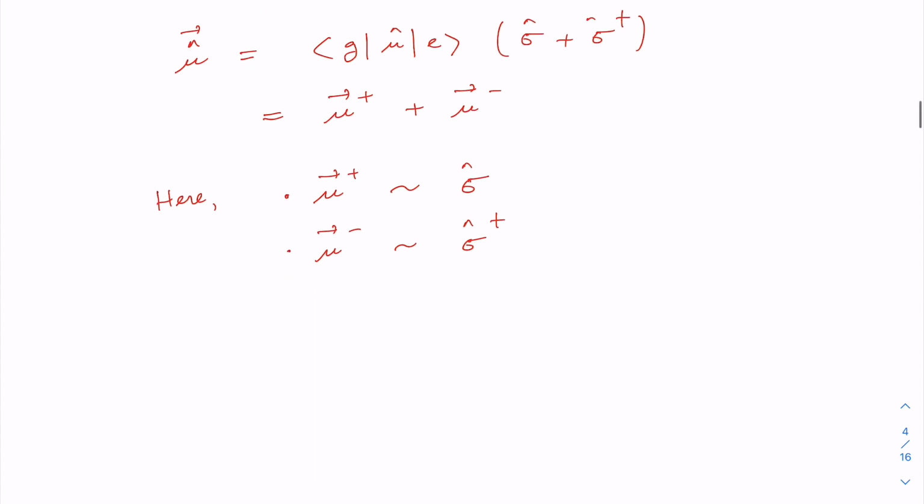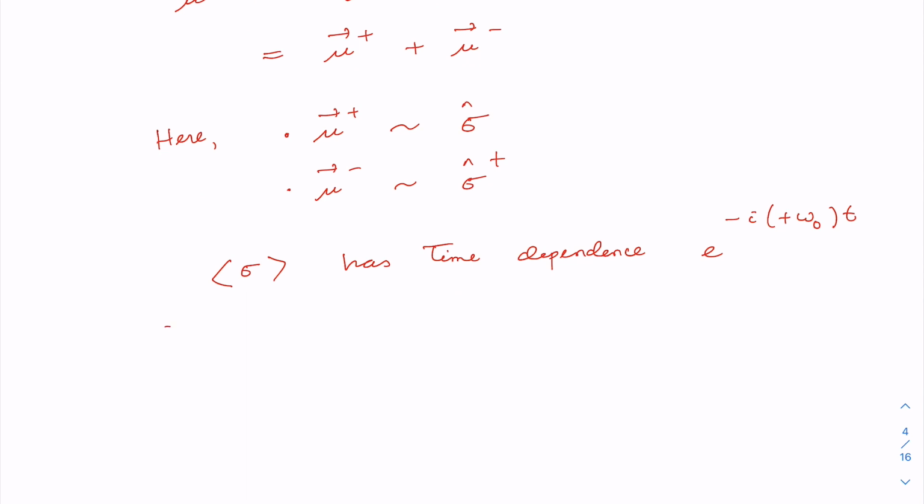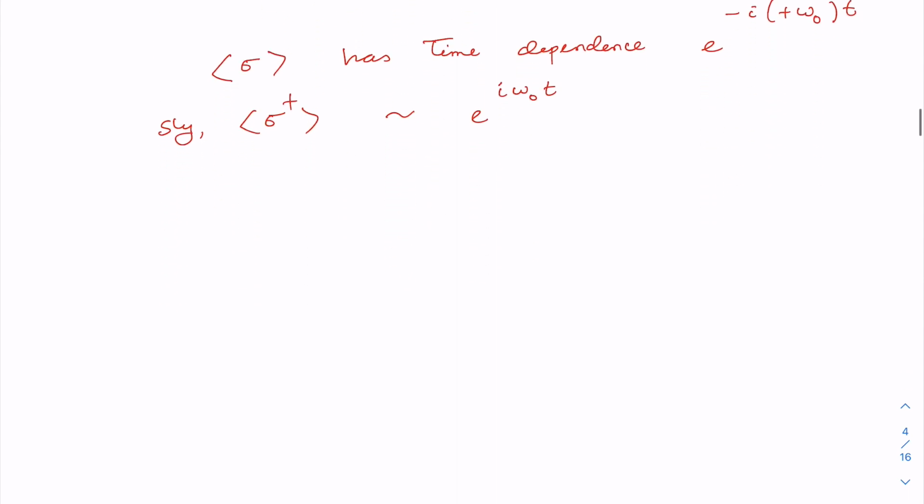The reason is that it can actually be shown that the expectation value of this atomic lowering operator has time dependence e to the power minus i omega 0 t, where omega 0 is the atomic transition frequency. Similarly, we can show that sigma dagger has time dependence e to the power plus i omega 0 t. Actually, let me show this.